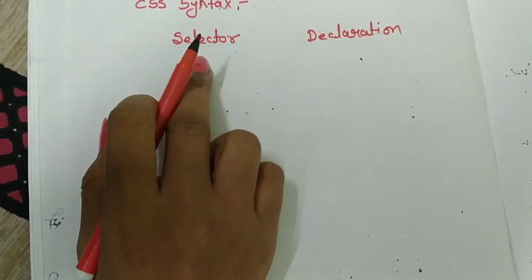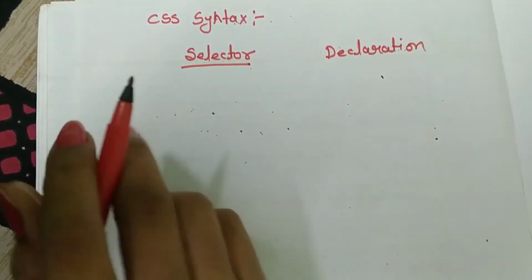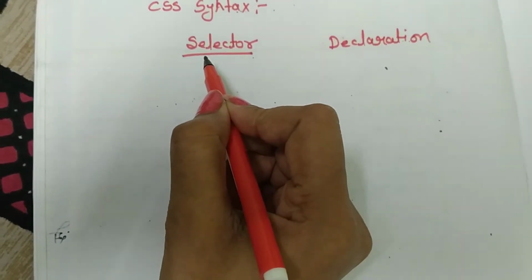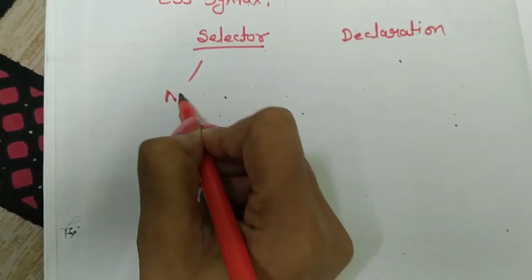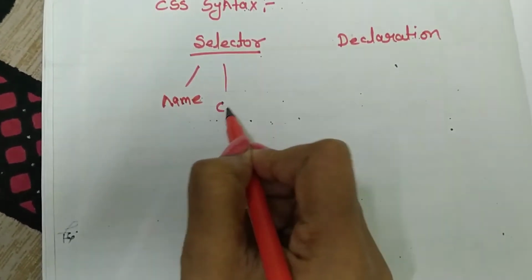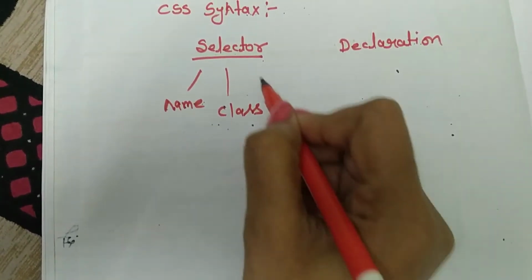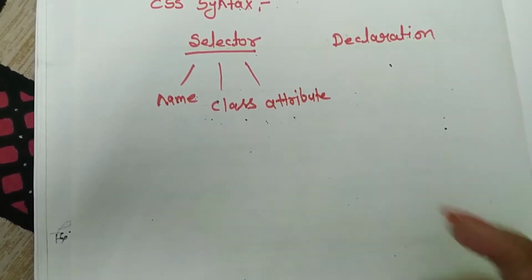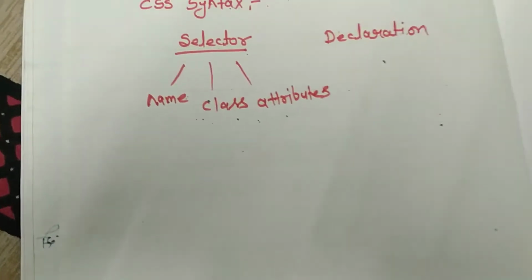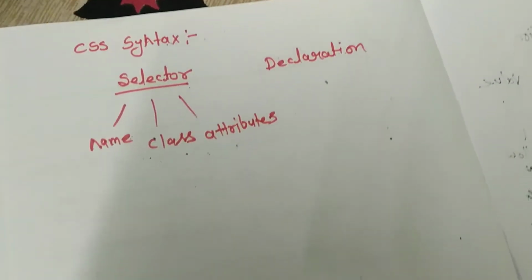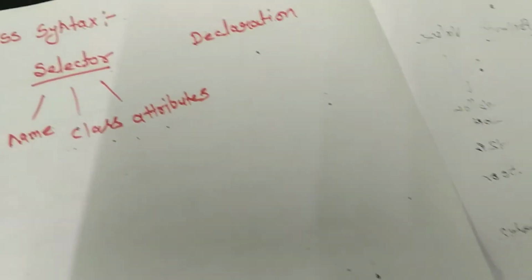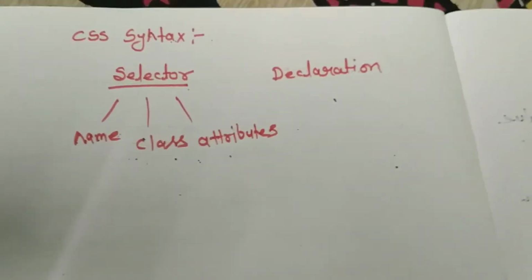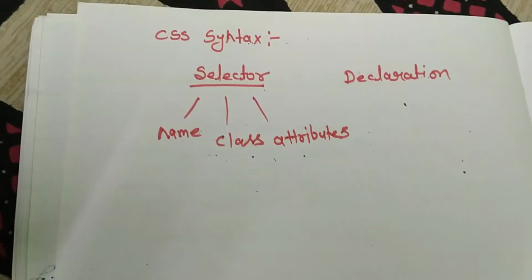Now, what is the meaning of selector? Selectors are used to find HTML elements based on their name, class and attributes, and so on. Okay. Now, as you have seen in your book, selectors are used in HTML for giving an attractive look.